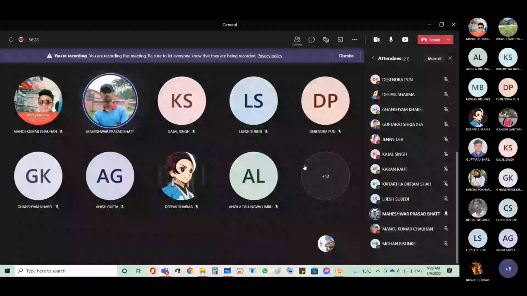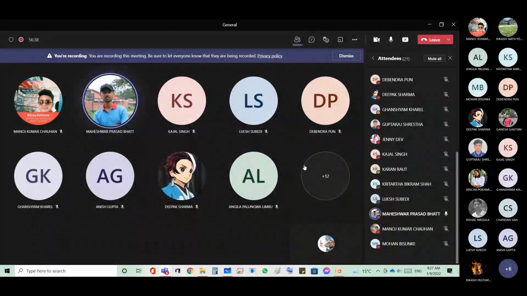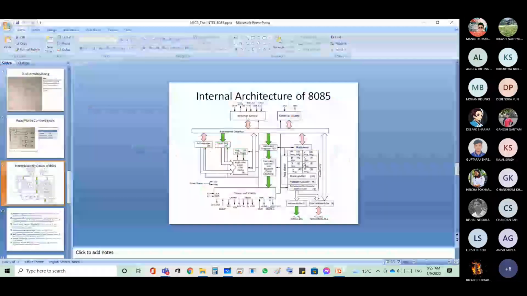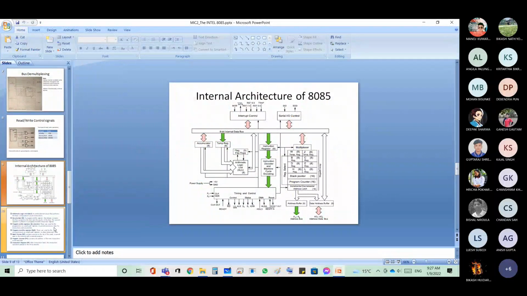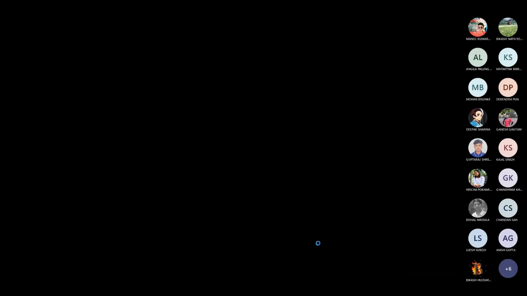It is written that flags is a combination of 5 flip-flops. But you just told us that it is an 8-bit register. How could it be possible? We know that each flip-flop means each bit.